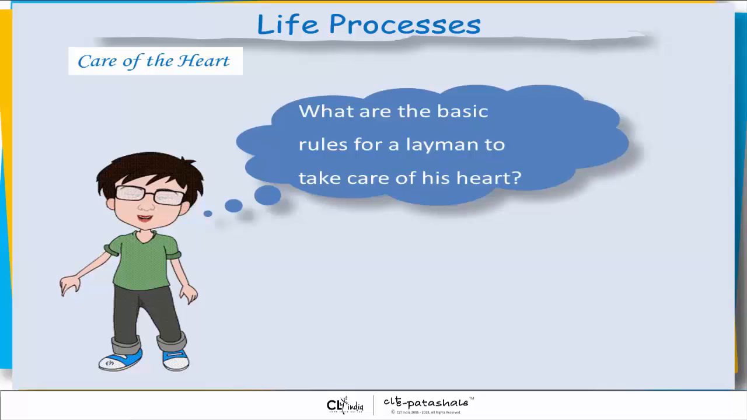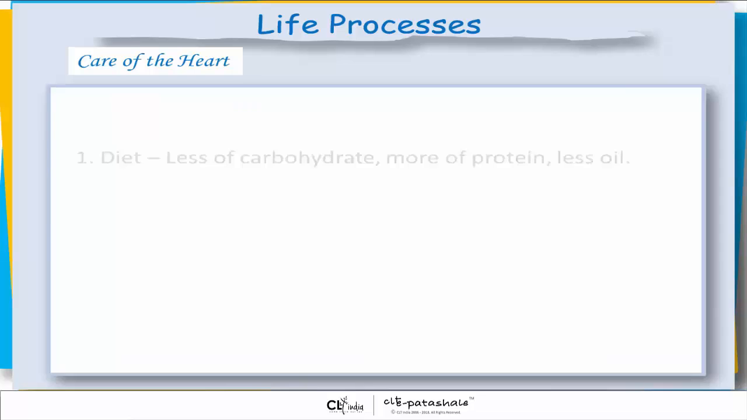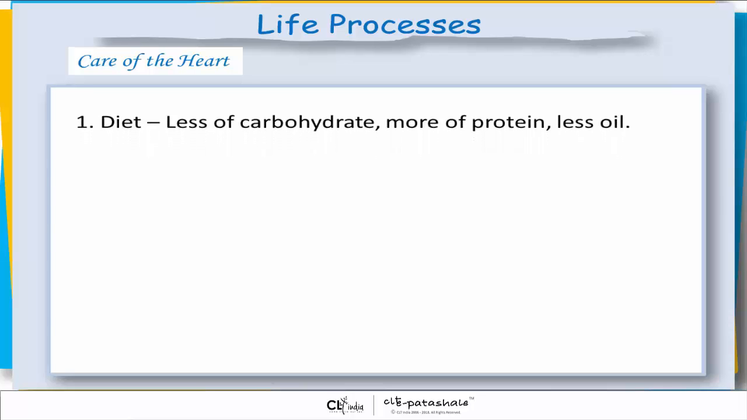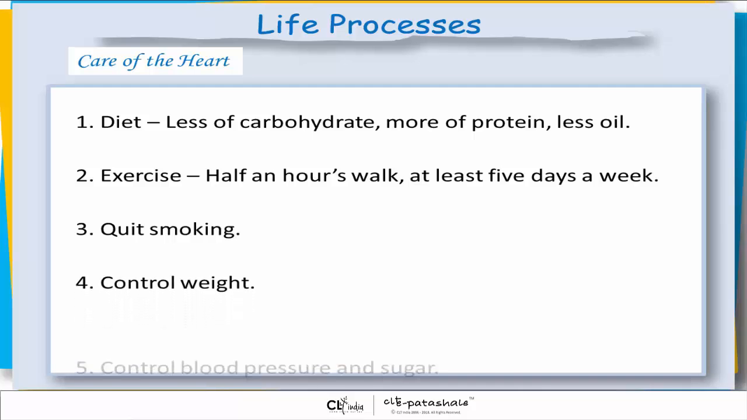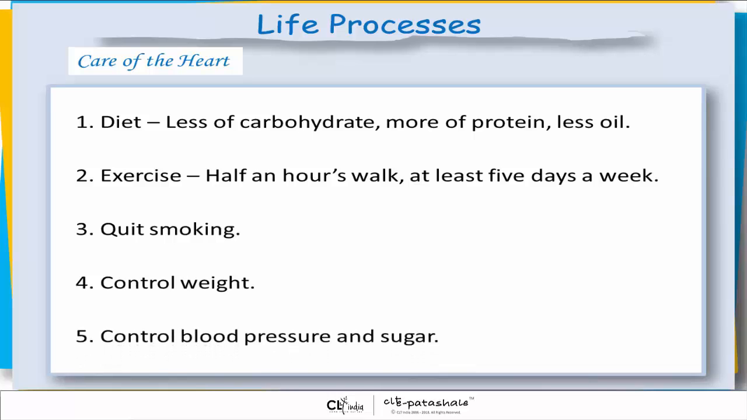What are the basic rules for a layman to take care of his heart? 1. Diet. Less of carbohydrate, more of protein, less oil. 2. Exercise. Half an hour's walk at least 5 days a week. 3. Quit smoking. 4. Control weight. 5. Control blood pressure and sugar.